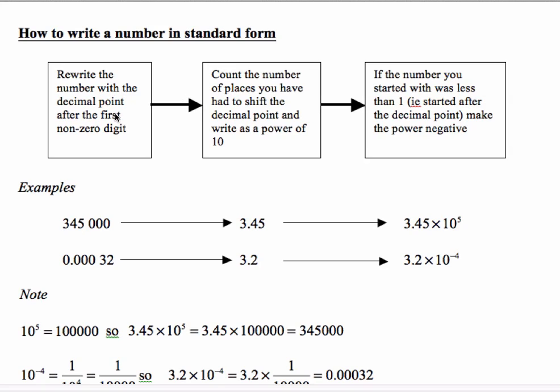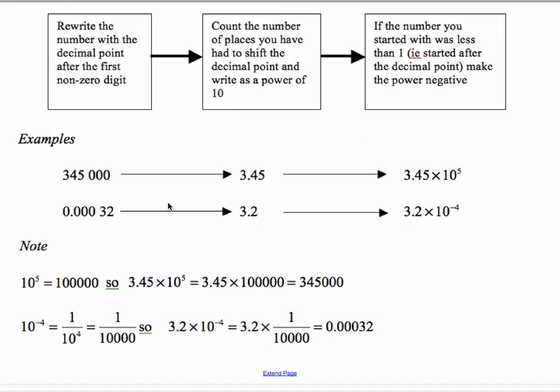So here are some steps for writing a number in standard form. Rewrite the number with the decimal point after the first non-zero digit. Count the number of places that you shift the decimal point, and write as a power of 10. If the number you start with was less than 1, a very tiny number, then you're going to have a negative exponent. Here are some examples. We put the decimal after the 3, so that would be moving the decimal 5 places, so we have a 5 here. Here we have to move the decimal 4 places: 1, 2, 3, 4. It's a very tiny number, so it's 10 to the power of negative 4.